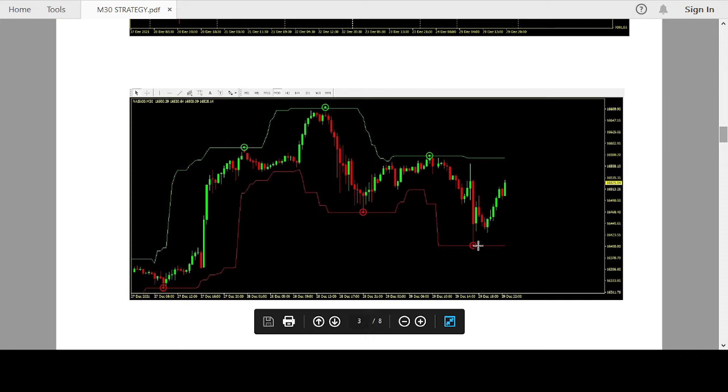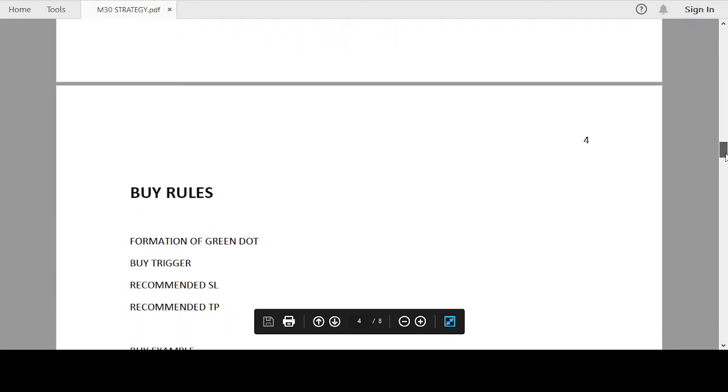And then the red circle dot is telling you to get ready to sell, and then it also confirms a sell trigger that happens at this level or beneath it. Okay, very easy, guys, very easy. Don't worry, it's not too complicated. I know some of you are starting to panic right now.